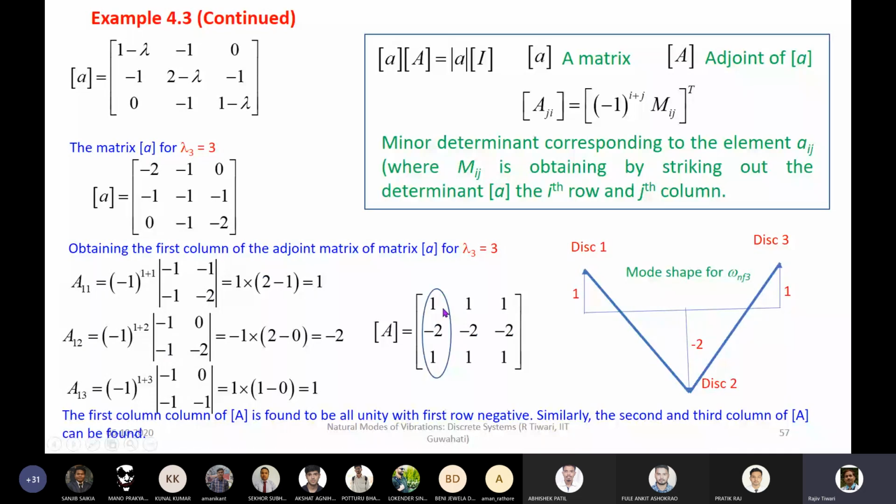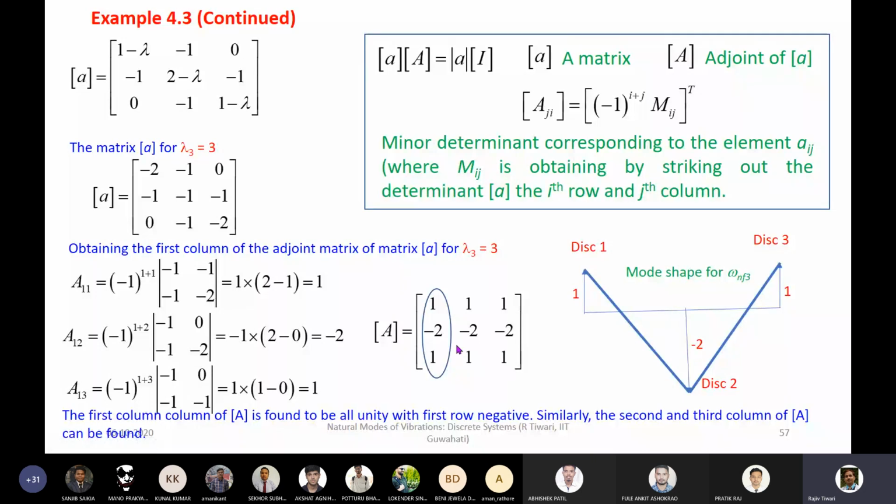We can see that in this particular one, the first and last will have the same direction of motion, and the middle one will have the opposite. So if the first is moving to the right and the last is moving to the right, the middle will move to the left, but its displacement will be twice that of these two. And here also you take any column of the adjoint matrix corresponding to lambda 3, and it will give us the eigenvectors. So this is generally good for programming purposes, so that you can directly get this kind of eigenvectors.